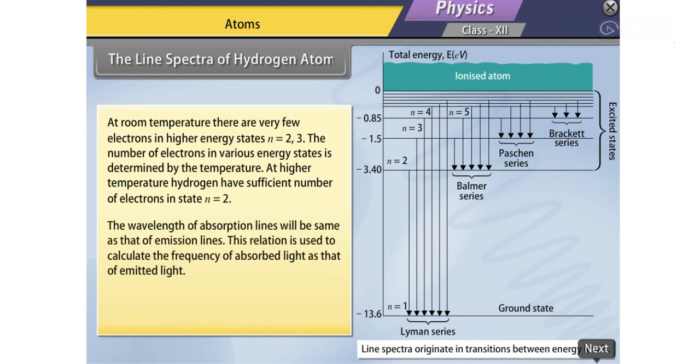The wavelength of absorption lines will be the same as that of emission lines. This relation is used to calculate the frequency of absorbed light as that of emitted light. E2 minus E1 equals h nu 12, which is equal to hc upon lambda 12.